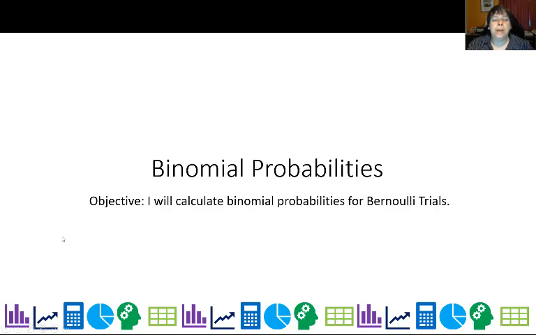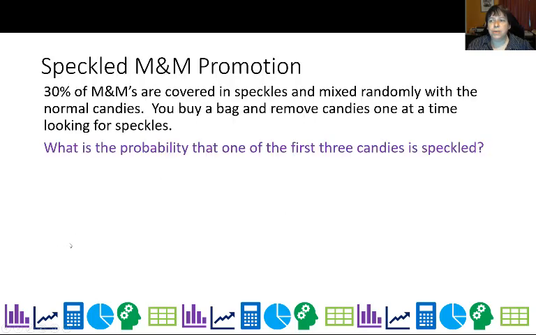What we're going to talk about now is binomial probabilities. Let's go ahead and start with this example of M&Ms. 30% of the M&Ms are covered in speckles, kind of like Easter candy, and mixed randomly with normal candies. You buy a bag and remove candies one at a time looking for speckles. So what is the probability that one of the first three candies is speckled?